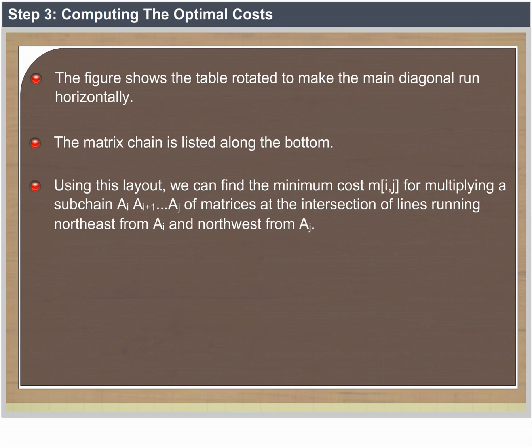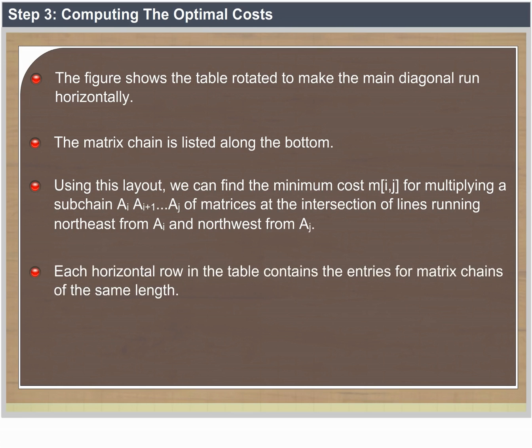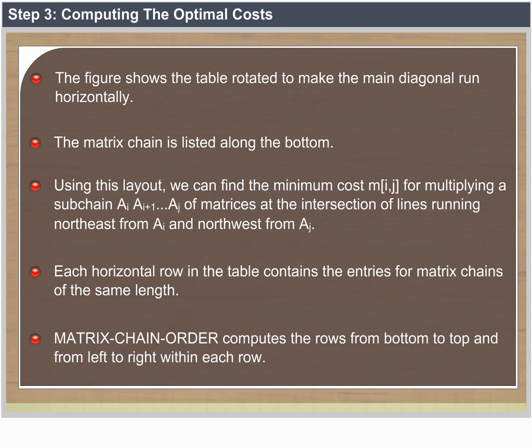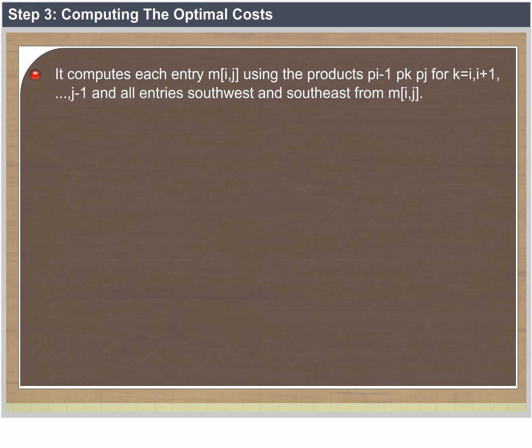Each horizontal row in the table contains the entries for matrix chains of the same length. Matrix-Chain-Order computes the rows from bottom to top and from left to right within each row. It computes each entry m[i, j] using the products p_{i-1} p_k p_j for k equals i+1 up to j-1 and all entries southwest and southeast from m[i, j].